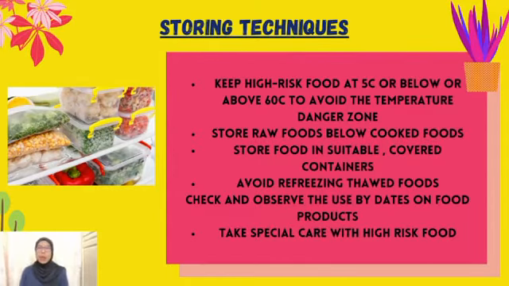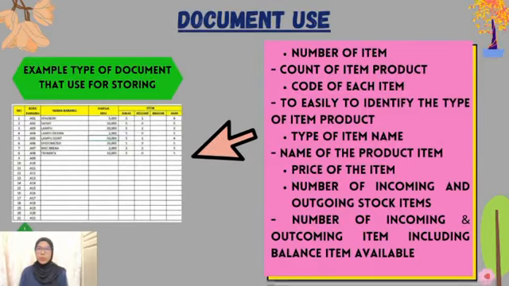Okay, next, I will explain about documents used in storing. What are documents used in storing? As you can see, this is an example type of document that is used for storing. First of all, number of items. This is for the count of item products. Second, code of each item. This is to easily identify the type of item product.